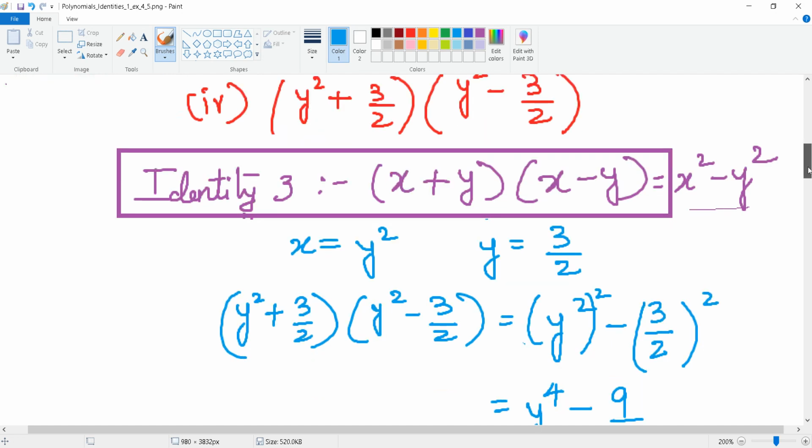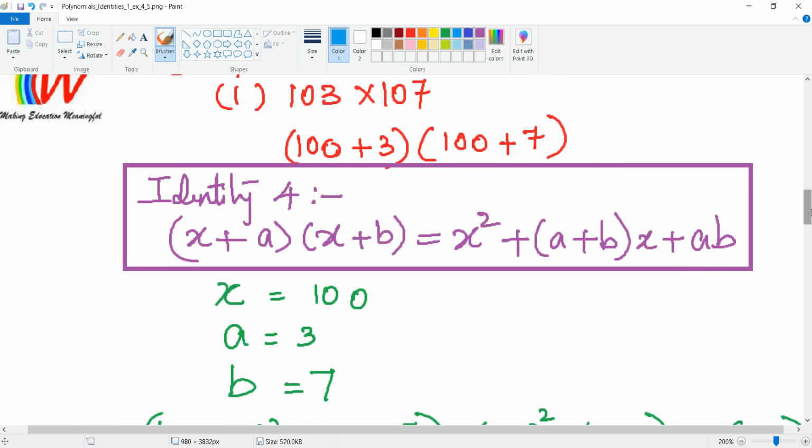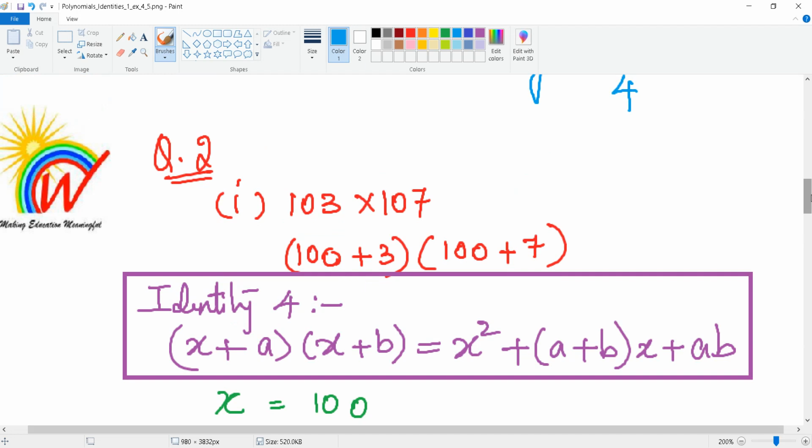Okay, now let's look at question number 2. So here, see, there are no variables, no alphabets being given. There are only two numbers, 103 multiplied by 107. Now, if you actually go on multiplying this, that's going to be a very long process, right? And if in a test they ask you to solve this using the identity, you are going to change the numbers into a form such that you can use the identity.